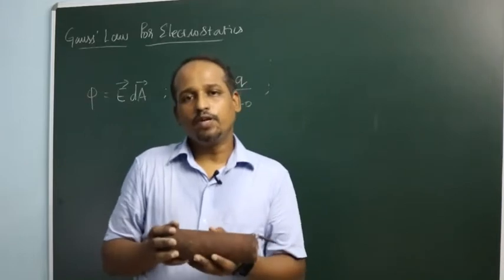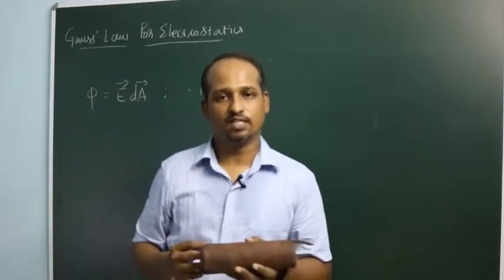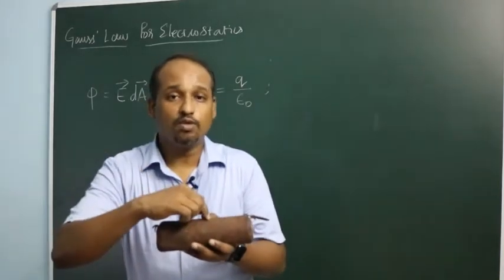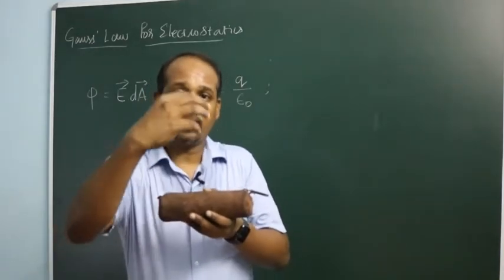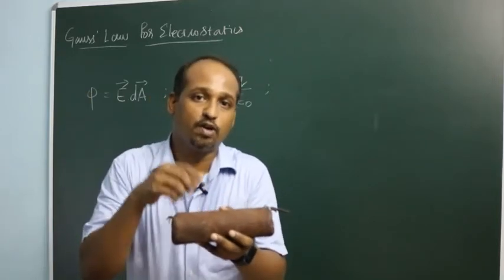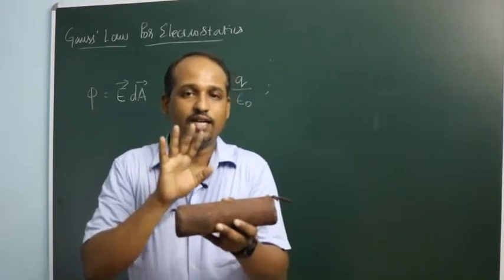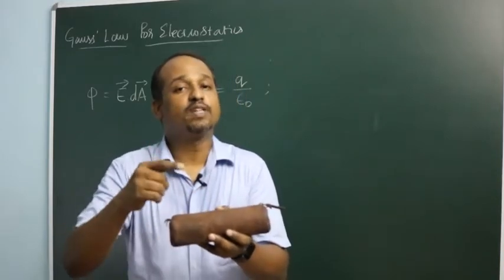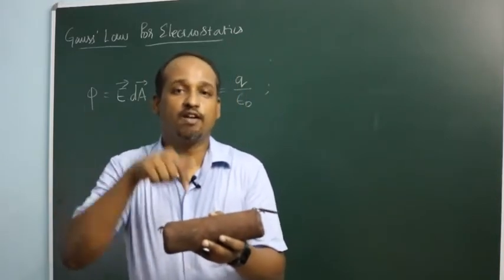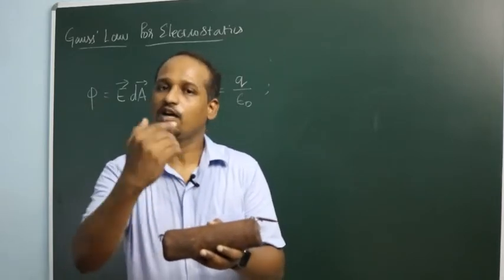Then if I put 3 coulombs of charge and minus 2 coulombs of charge, out of the 3 coulombs, 3 by epsilon naught lines of force will come out, but 2 by epsilon naught lines of force will go in, because that's a negative charge and all the lines of force go in. Then the net flux will be 3 by epsilon naught outwards, 2 by epsilon naught inwards, so the net flux will be 1 by epsilon naught outwards.